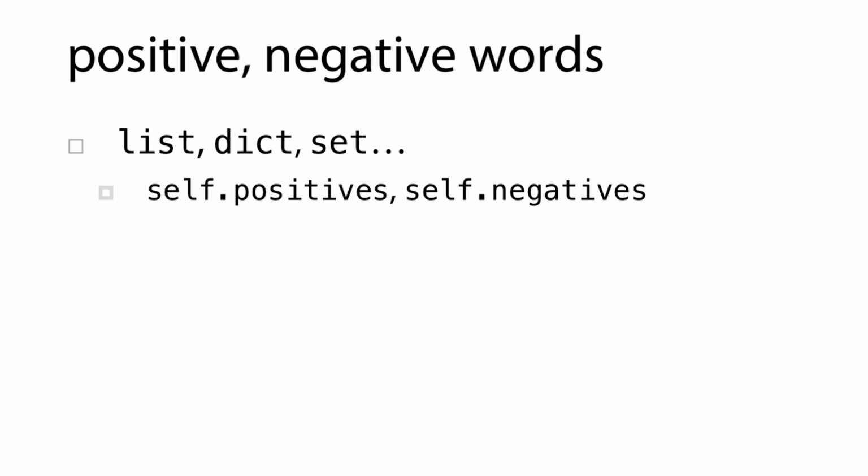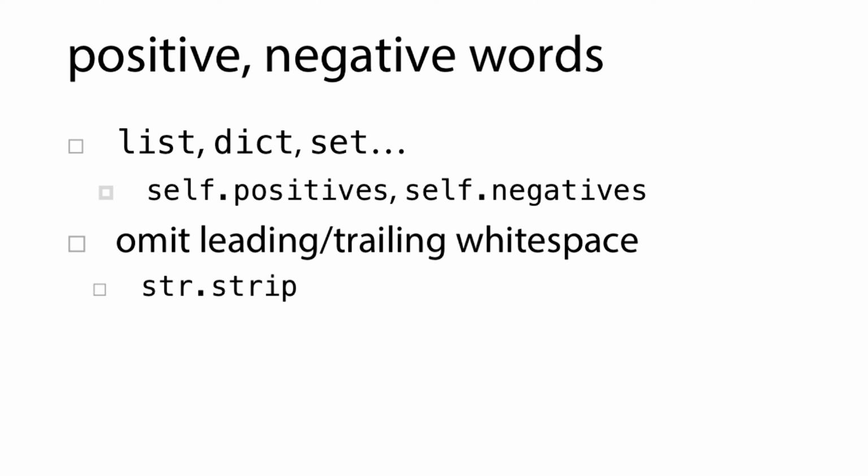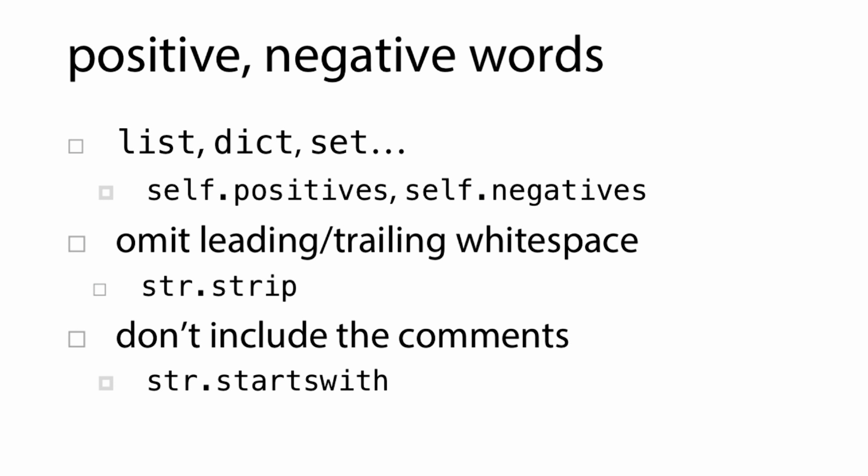We'll want to load in our positive and negative words into some structure that allows us to keep track and search it. So let's look into lists, dicts, or sets, up to you. Store those positive and negative words into self.positives and self.negatives respectively, making sure to omit any leading or trailing white space. So look into the strip function to see how you can do this.